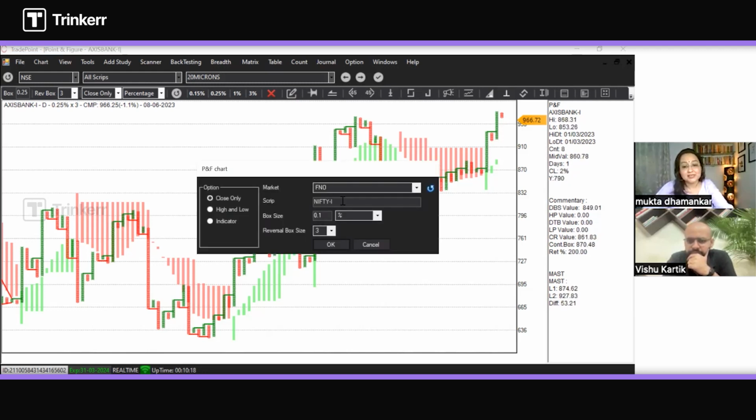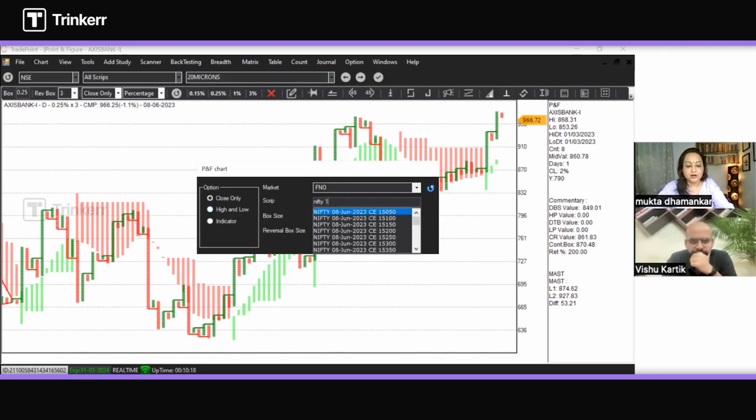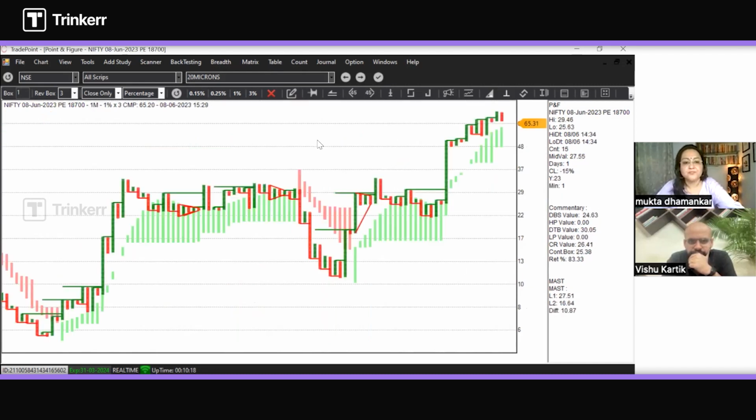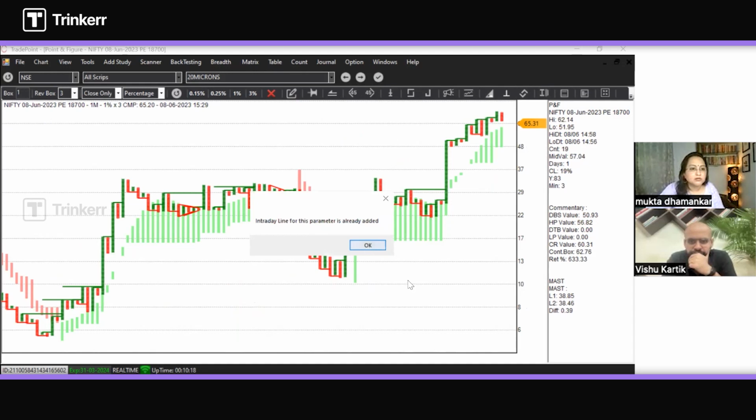In fact, similar setups you can find even in options chart. So let's see Nifty 18,700 put for today, which usually for options, we use a 1% box size for the intraday trading setups. If you see here, if I point out the intraday separator.